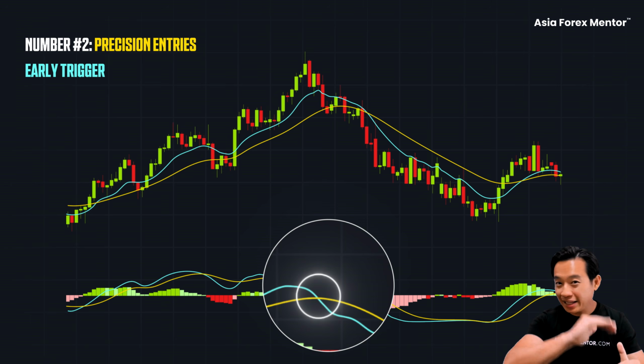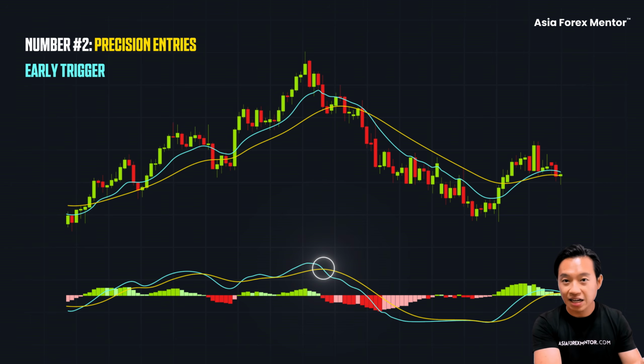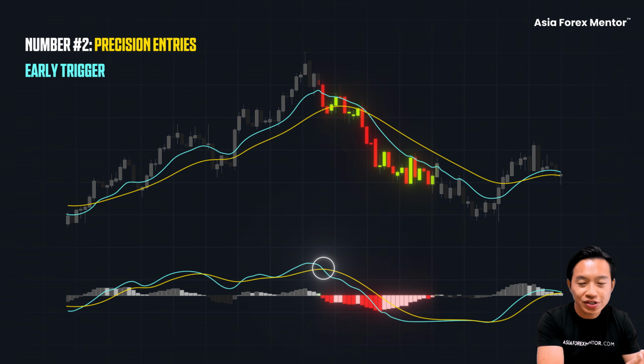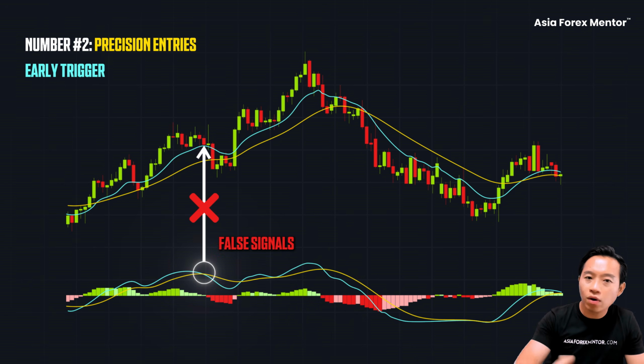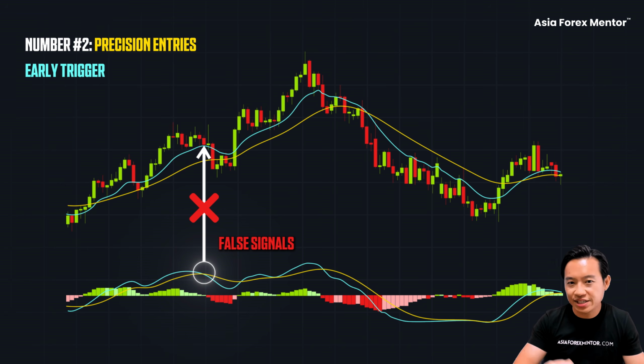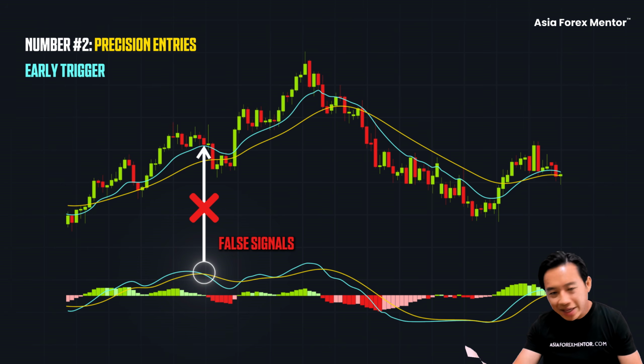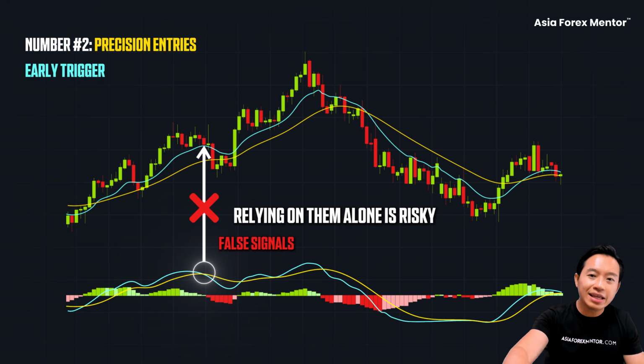Okay, while the MACD crossovers often give you an early heads up that the reversal might be coming, they also, like what I said, throw out a lot of false signals along the way. So, which means what? Relying on them alone is risky, right?